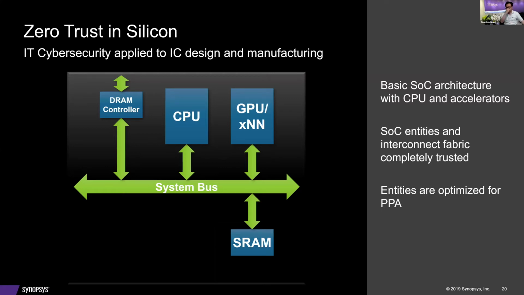And here is a typical silicon. Of course, it's a simplified one with CPUs, GPUs, a system bus, and some sort of memory. If you have that system, usually the SoC subsystem is completely trusted. You trust the SoC interconnect fabric, the bus, to serve the role of the trusted network inside this whole package. That's what we usually do.